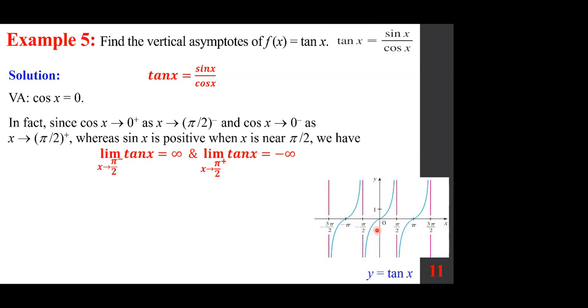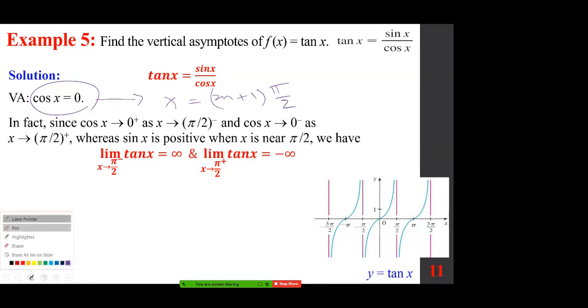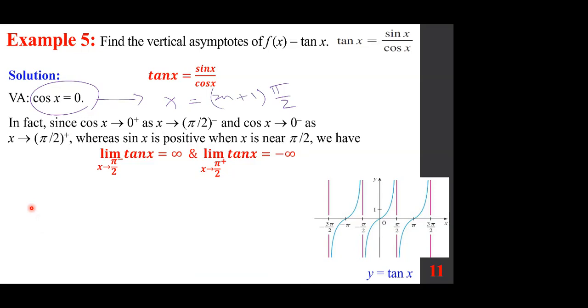So just to give you an idea and to refresh your memory, cosine x equals 0 when x is (2n plus 1) times pi over 2. That is the solution. I hope you remember it from trigonometry. 2n plus 1 means odd multiples of pi over 2. I hope you remember when it's pi, it's negative 1. When it's 0, it's positive 1. So that's how we can see that.